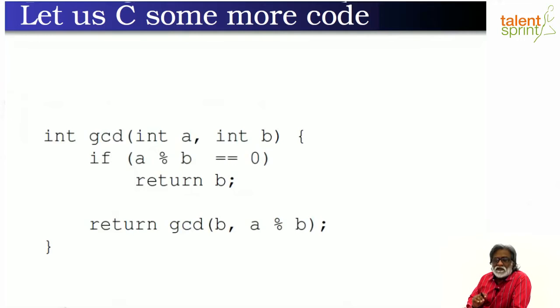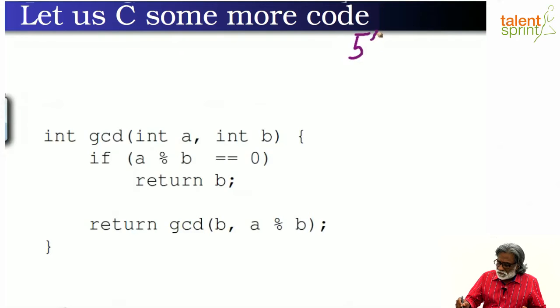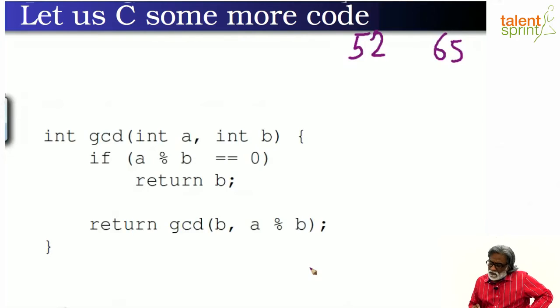If not, the algorithm says what you are looking for is the GCD of B and the remainder when A is divided by B. Sir, how will this work? Let us try two numbers, 52 and 65. What is the GCD? Looking at it, we can see 4 into 13 is 52, 5 into 13 is 65, so the common factor is 13, and that also is the highest factor.